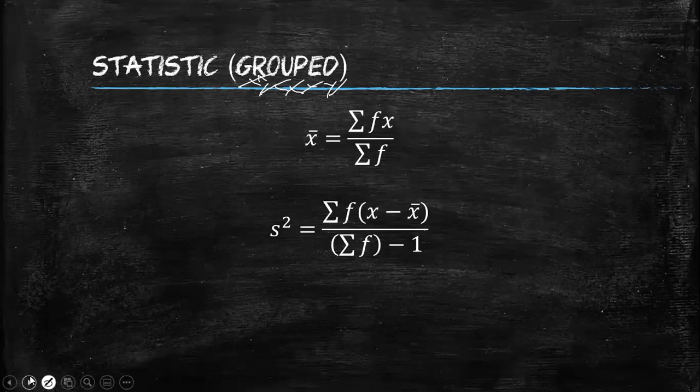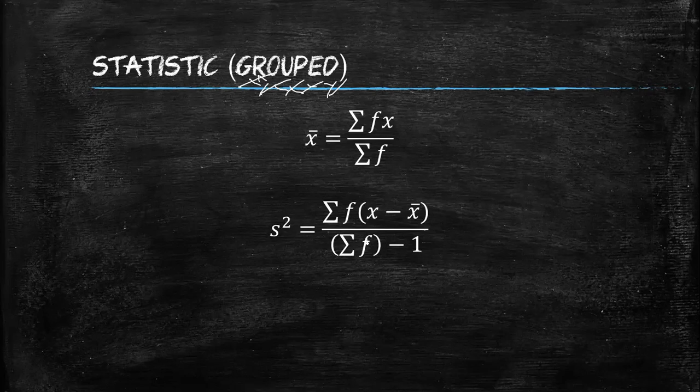Ayan. So, wala. Quiet eh. Anyway, ito yung formula na gagamitin natin. X bar is equal to the summation of Fx over summation of F. Tapos, ang variance natin is summation of F times (X minus X bar) squared over summation of F minus 1. Ayan siya.